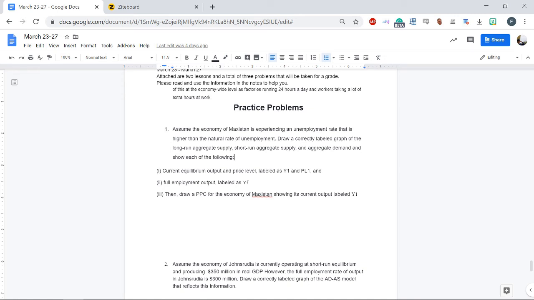Problem number 2 says, assume the economy of Pakistan is experiencing an unemployment rate that is higher than the natural rate of unemployment. Draw a correctly labeled graph of the long-run aggregate supply, short-run aggregate supply, and aggregate demand showing each of the following. So the first thing we want to show is the current equilibrium output and price level labeled as Y1 and PL1. So the current equilibrium output, that's going to be where the short-run aggregate supply and the aggregate demand intersect.